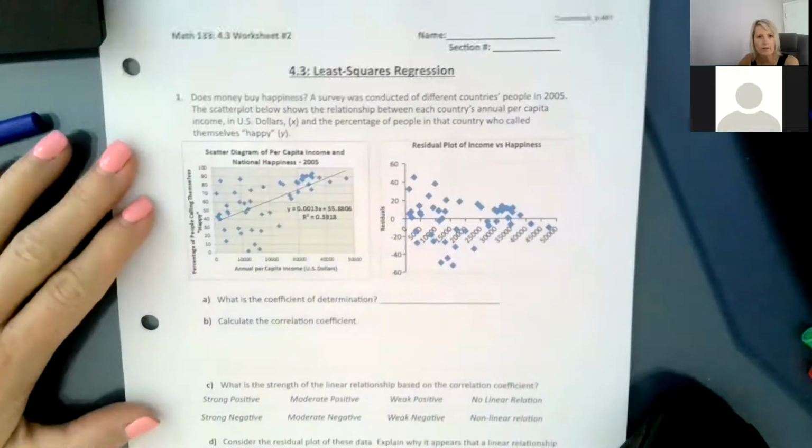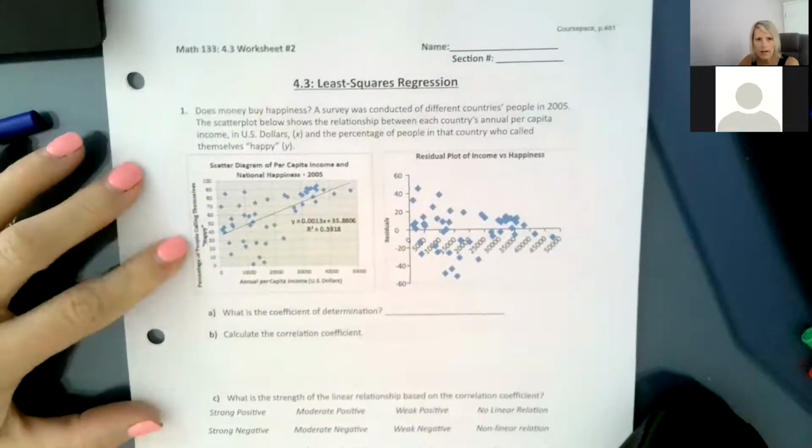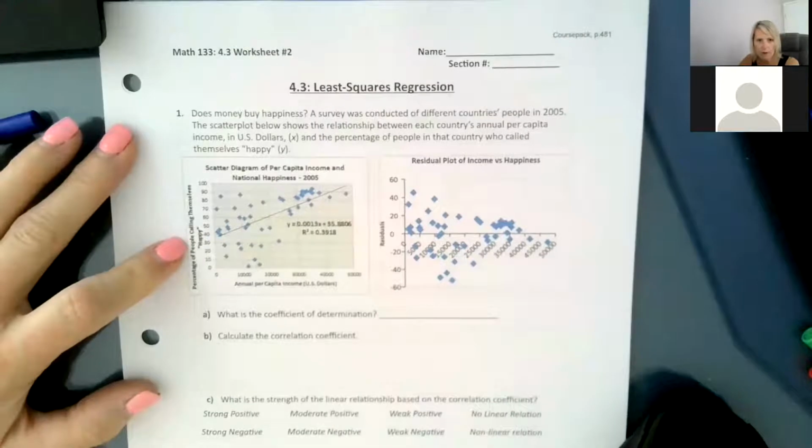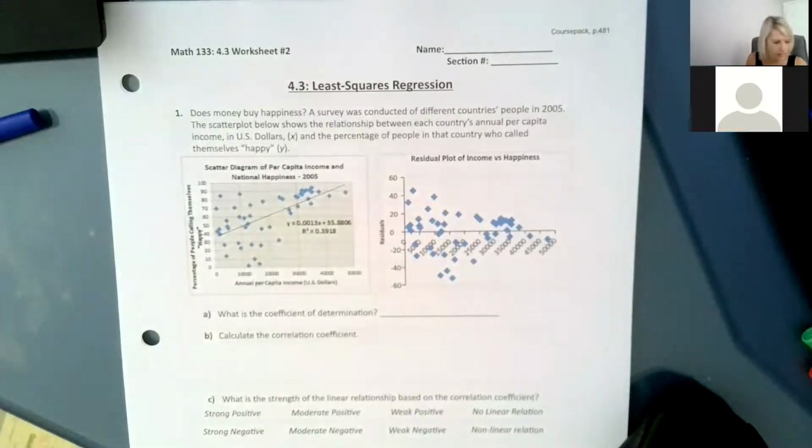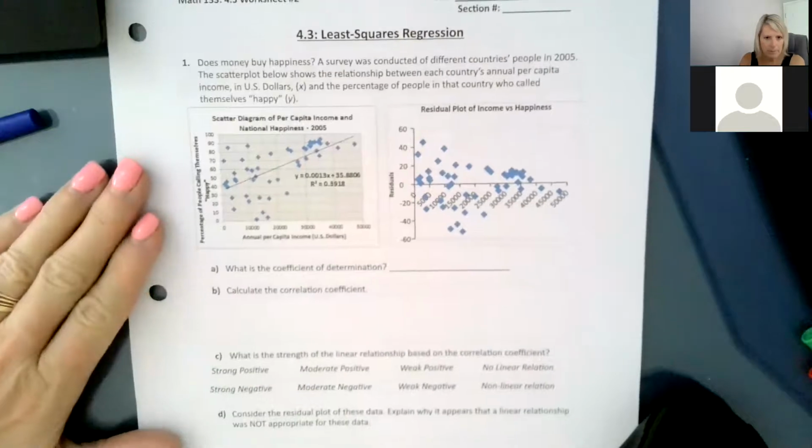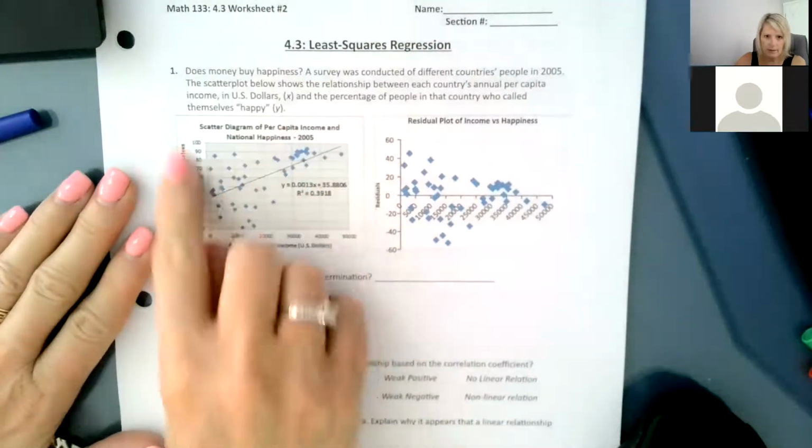So we're on page 481. This says, does money buy happiness? No, money buys choices. I want to remind you all that. Does money buy happiness? A survey was conducted of different countries' people in 2005. The scatter plot below shows the relationship between each country's annual per capita income in US dollars and the percentage of people in that country who called themselves happy. All right, so this is our scatter plot.